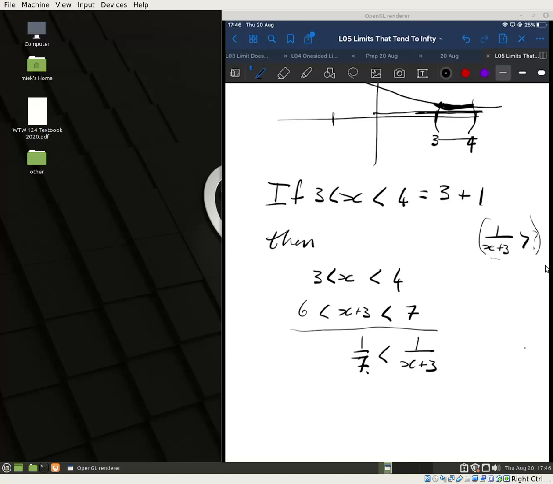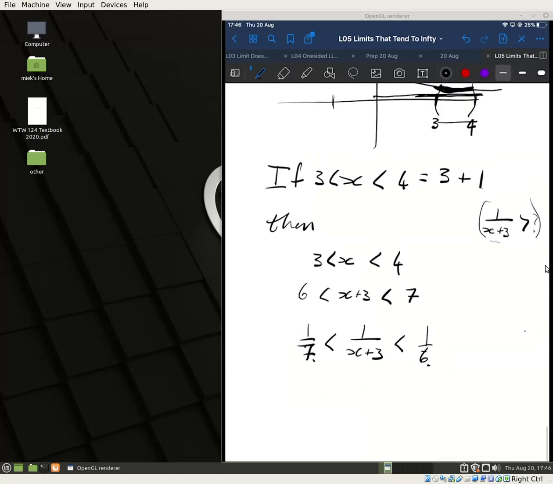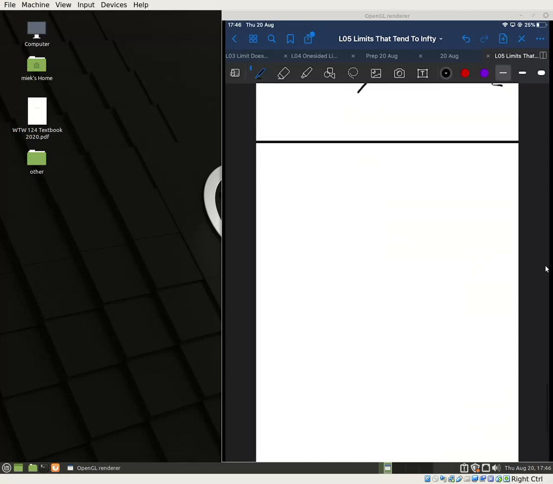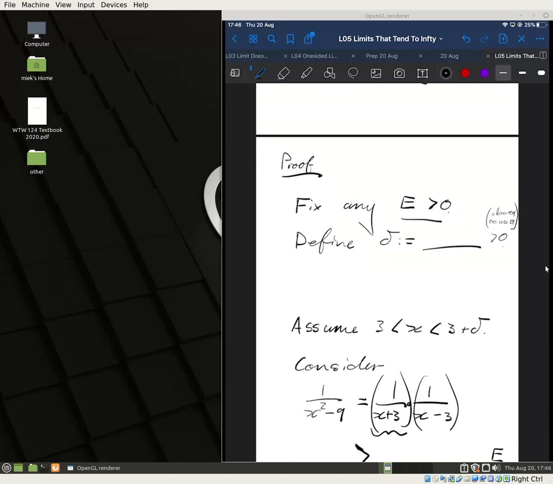It might be better to do it each one separately, and this one we see is less than 1 over 6, so that is what we want. So just be careful when working with your inequalities. So this is what we're looking for: 1 over x plus 3 is bigger than 1 over 7 under the condition that x is within a distance of 1 from 3. So remember, now we've got to bake in a 1 in our delta.